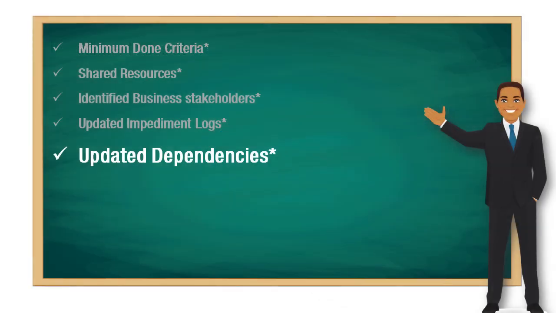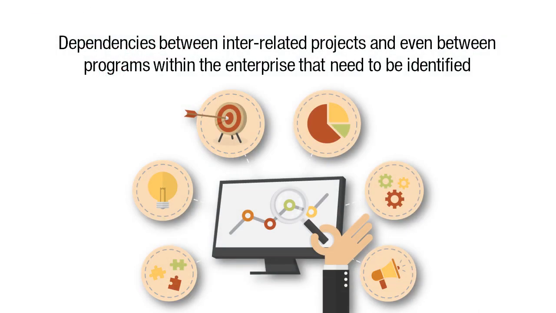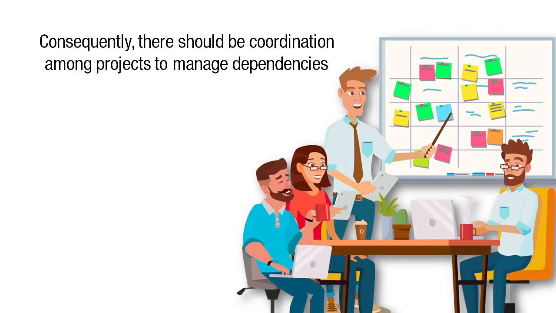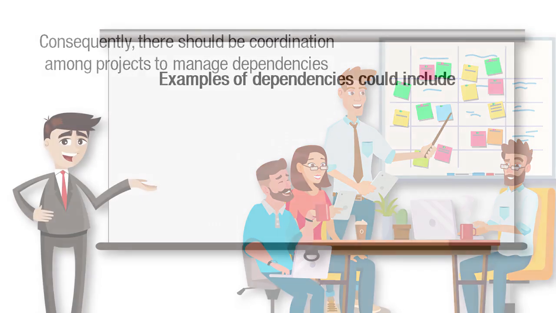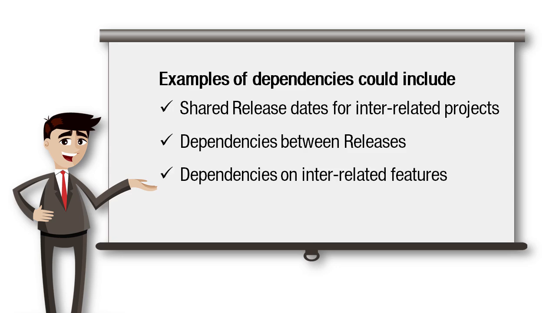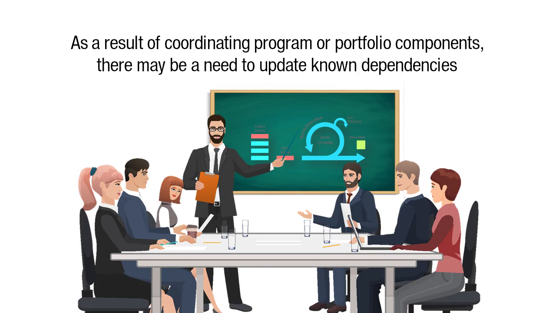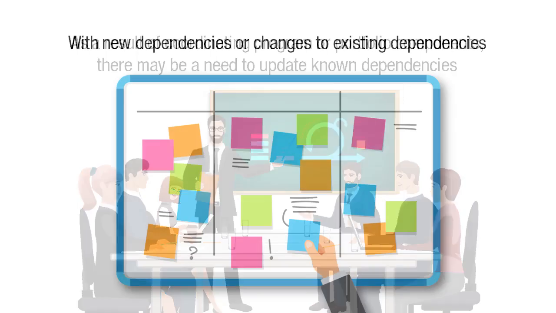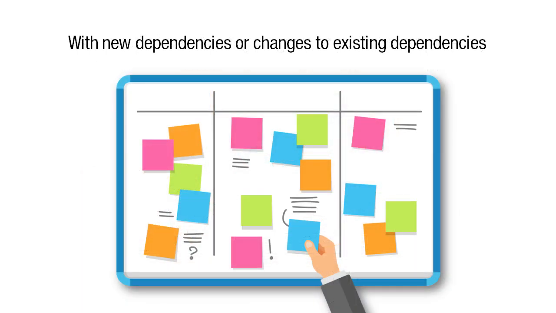The next output is Updated Dependencies. There may be dependencies between interrelated projects and even between programs within the enterprise that need to be identified. Consequently, there should be coordination among the associated projects to manage those dependencies. Examples of dependencies could include shared release dates for interrelated projects, dependencies between releases, and dependencies pertaining to interrelated features. As a result of coordinating program or portfolio components, there may be a need to update the known dependencies with new dependencies or changes to existing dependencies.